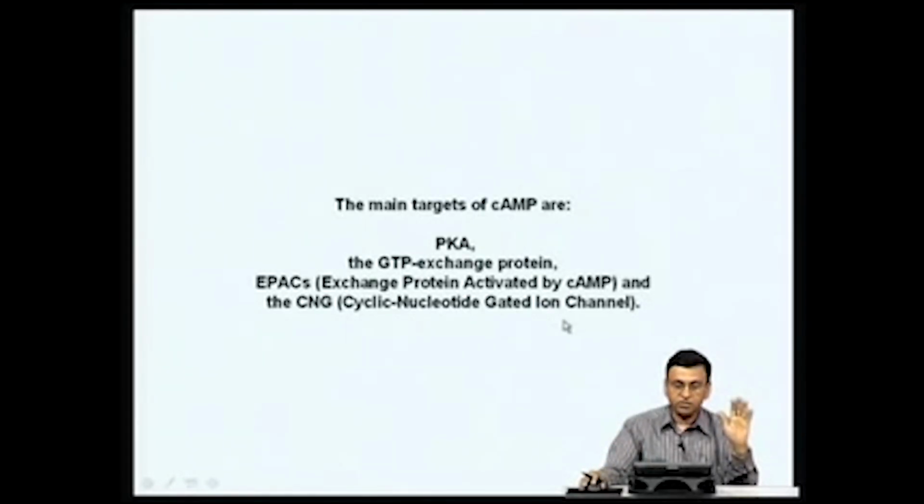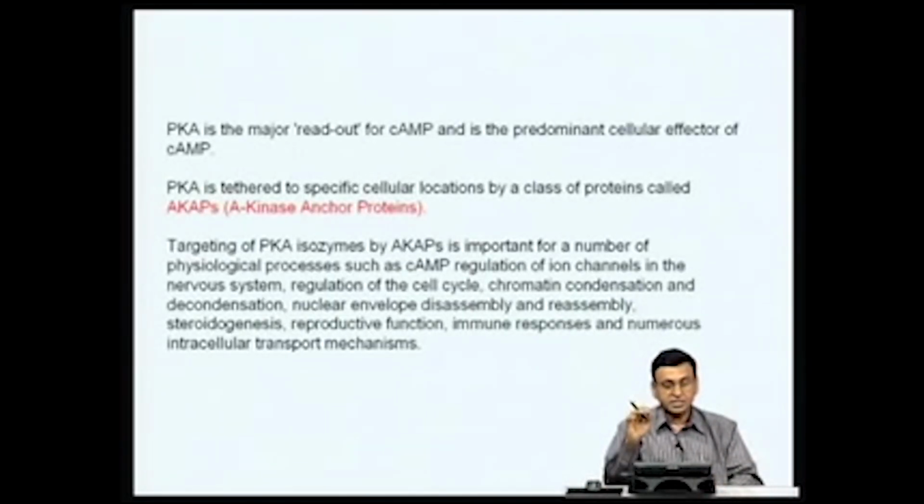But for today's discussion, we will confine ourselves to how cyclic AMP activates protein kinase A, and then how protein kinase A activates specific gene expression programs. Now, protein kinase A is the major readout, or the primary mediator, of the biological effect of cyclic AMP, and therefore is the predominant cellular effect of cyclic AMP.